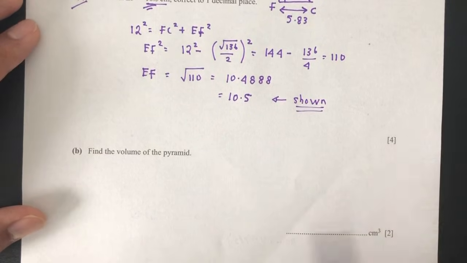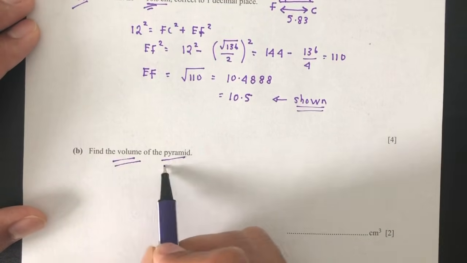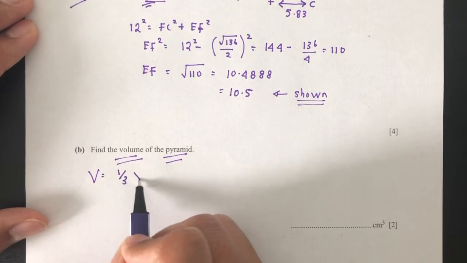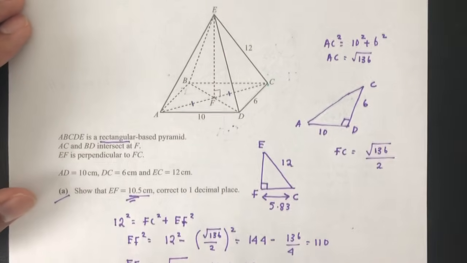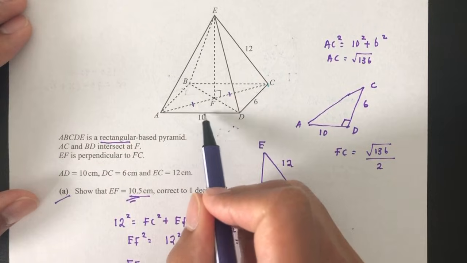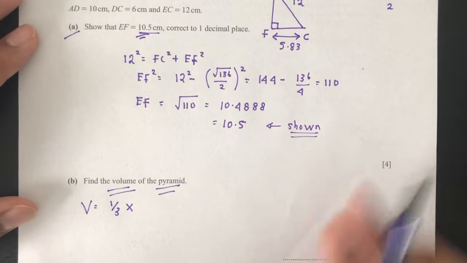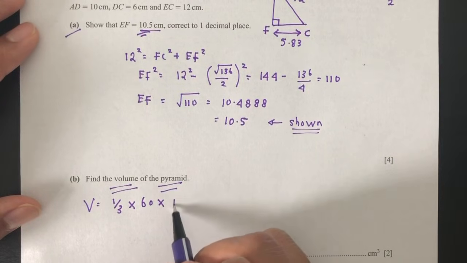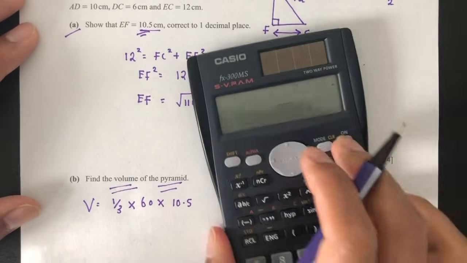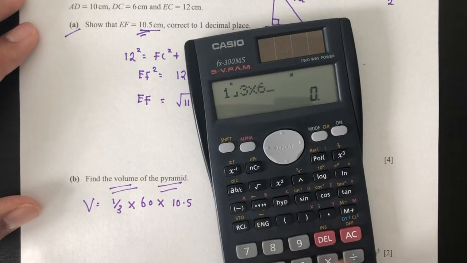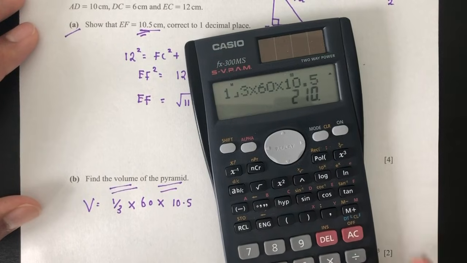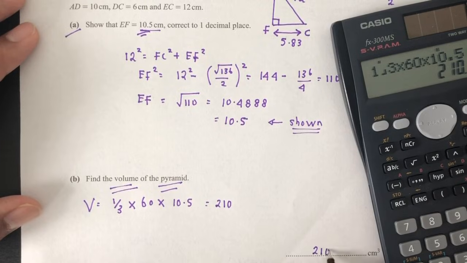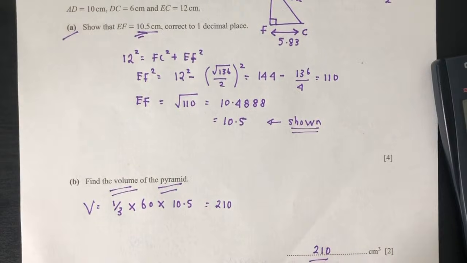Now moving on to part B, find the volume of the pyramid. So as you can see, we know the formula already. Volume will be 1/3 times the area of the base. Area of the base is just the area of the rectangle, so 10 times 6, that will be 60. And times the height of the pyramid, which is 10.5. So 1/3 times 60 times 10.5, that will be 210. So 210 will be the volume of the pyramid.